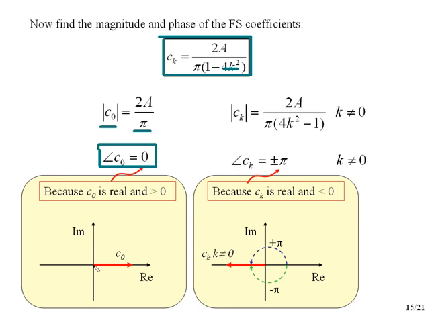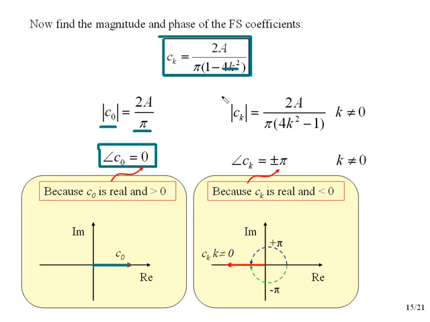Positive real number, I claim that its angle is 0. Why is that? Well, here it's a positive real number. Where is it? What's its angle? It's 0. So any number that is real and greater than 0, its angle is 0. Now let's look at the case when k is not equal to 0.